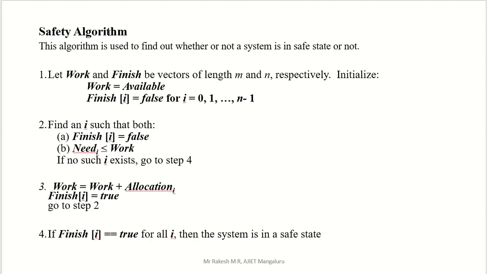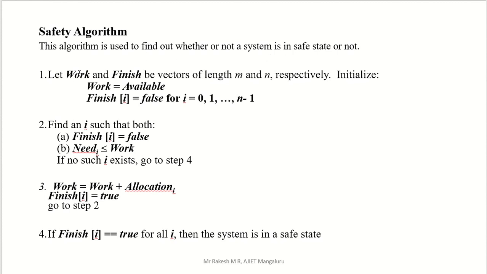I told you two sub algorithms are there in Banker's algorithm. One is the safety algorithm, one is the resource request algorithm. Here the first one is the safety algorithm. So what is the safety algorithm? This algorithm is used to find out whether or not the system is in a safe state. The name itself says it: is the system safe or not. Why do we have to find that out? If the system is in a safe state, there is no deadlock. If the system is not in a safe state, then there is a deadlock. So we have to avoid that unsafe state.